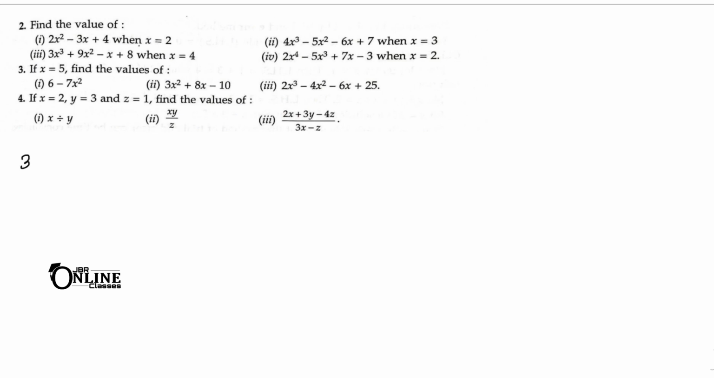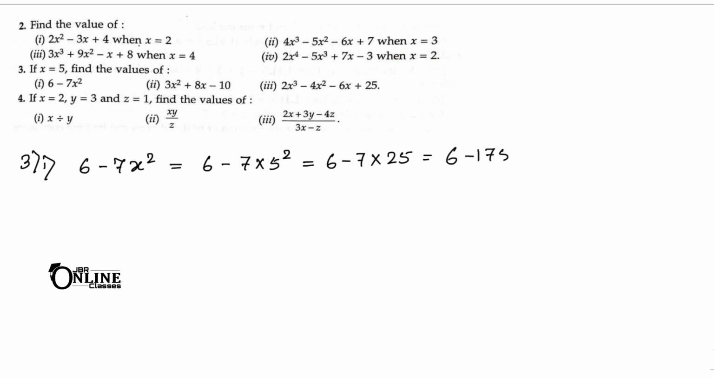Now next, sum number 3, 1. In sum number 3, 1, 6 minus 7x square, and here x equals 5. So that means 6 minus 7 into 5 square. 5 square means 25. So first you have to multiply 7 into 25, that means 175. So subtract 6 from 175. Your answer is minus 169. Next, number 2.